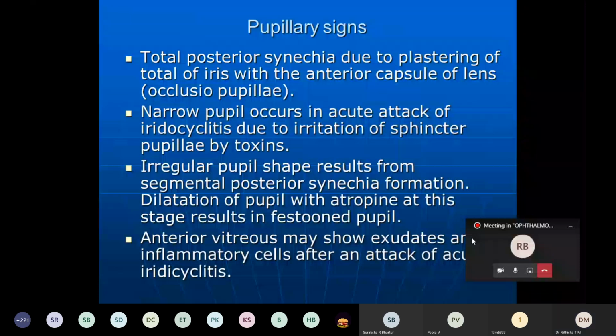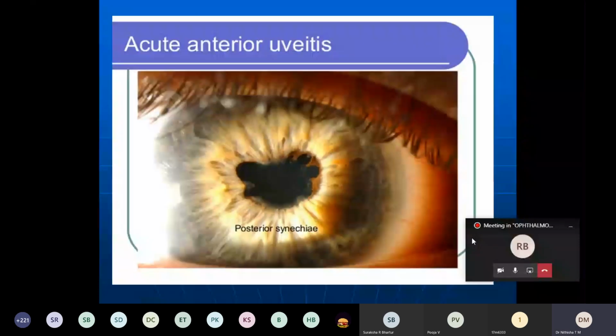Okay. This is a picture of acute anterior uveitis where you can see posterior synechiae and the shape of the pupil is like a garland. Means it is not round, it is irregular, with so many pointings at 1 o'clock, 2 o'clock, 3 o'clock, 4, 7 and 11 o'clock. So that is garland shape. This is called festooned pupil. When you break the synechiae with your cycloplegic, the shape doesn't become round, it remains irregular. This is called festooned pupil.